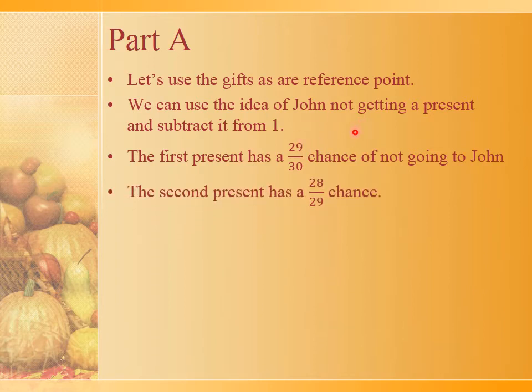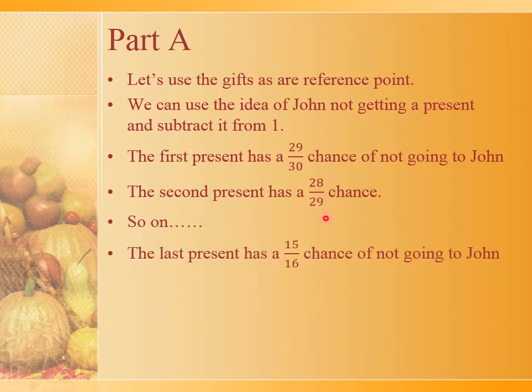The next present has a 28 over 29 chance. Since one person cannot receive any more gifts, the second present can only go to 29 possible people. Of those 29 people, 28 are not John, and therefore that is what we want. So this probability is 28 over 29. And we repeat this process. And so the last present has a 15 over 16 chance of not going to John.